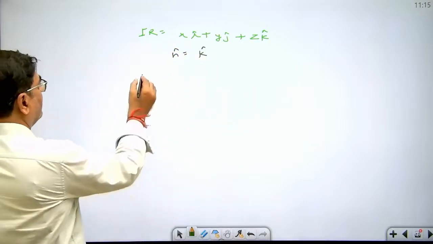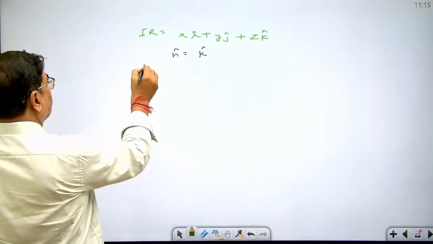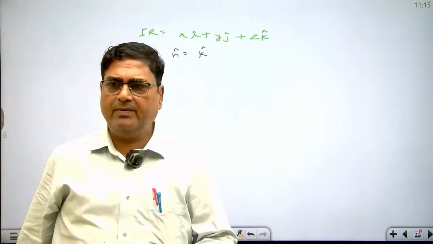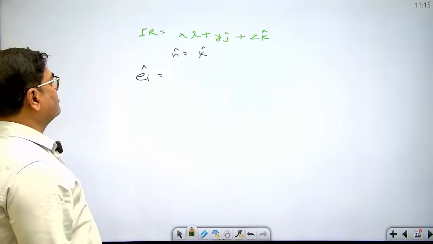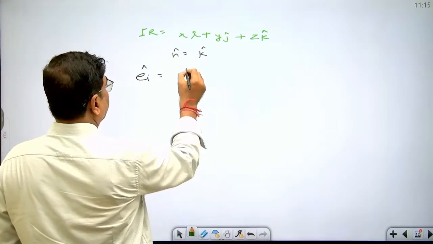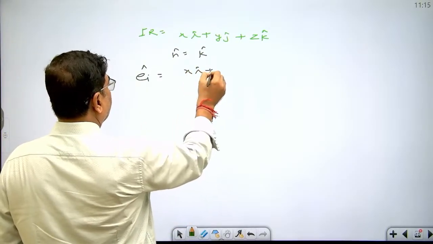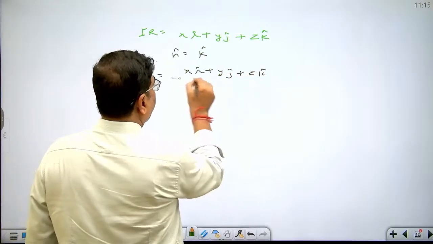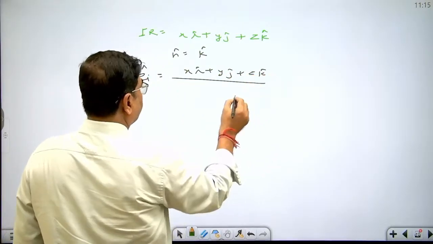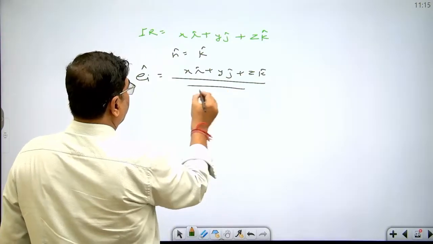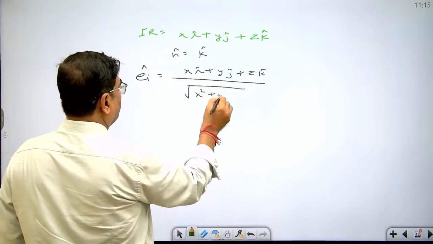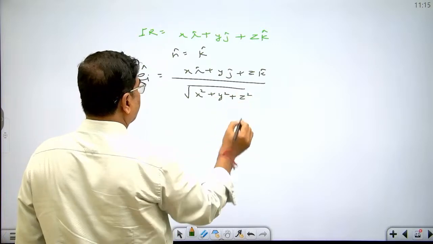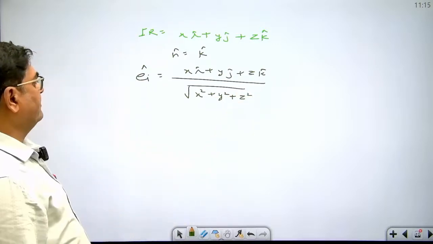So dear student, from the concept of vector, we can easily find the unit vector. What is a unit vector? Vector divided by magnitude of the vector. So what is the unit vector of the incident ray? This is x i cap plus y j cap plus z k cap divided by under root x square plus y square plus z square. This is the unit vector along the incident ray.